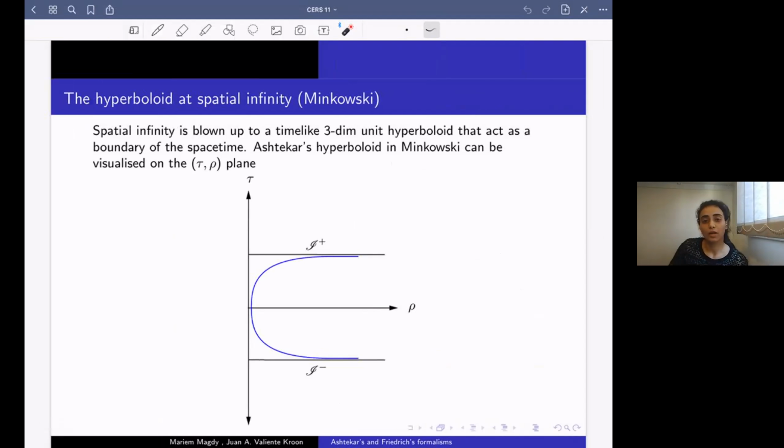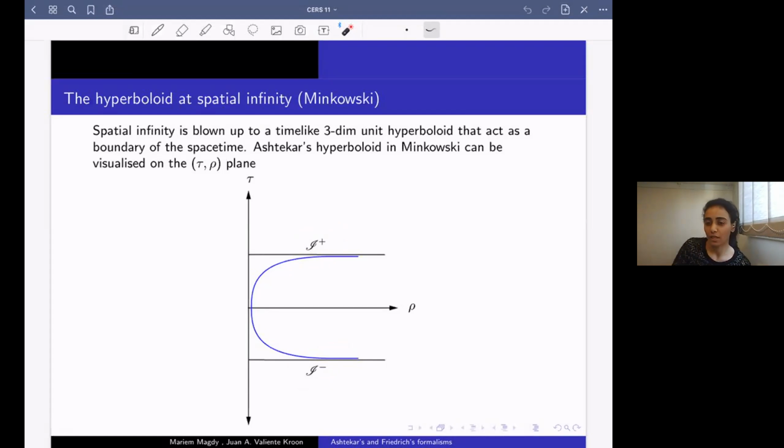So for the case of the Ashtekar construction, spatial infinity is blown up to a timelike three-dimensional hyperboloid that acts as a boundary of the spacetime. An Ashtekar hyperboloid can be visualized in the tau-rho plane. Here tau and rho are just the Friedrich coordinates in Minkowski. One thing to note is that these hyperboloids in Ashtekar coordinates never reach the null boundaries. So the Ashtekar construction in this way cannot be used to study the structure of null infinity.